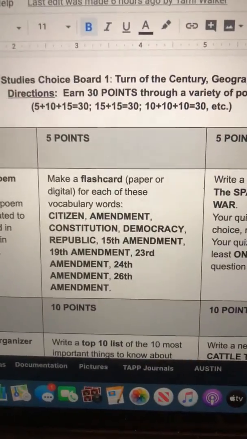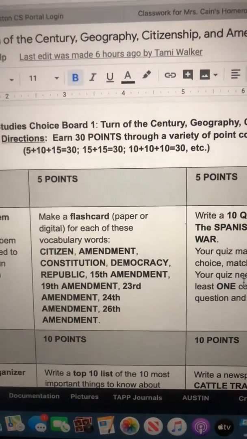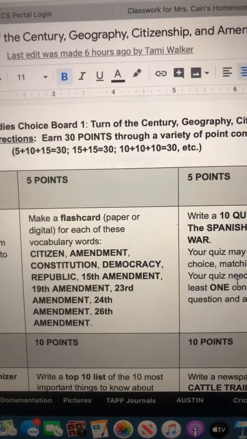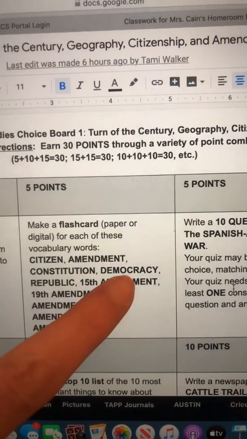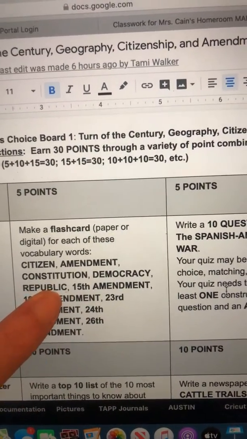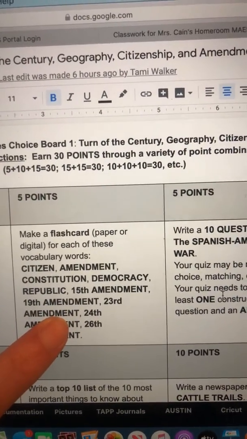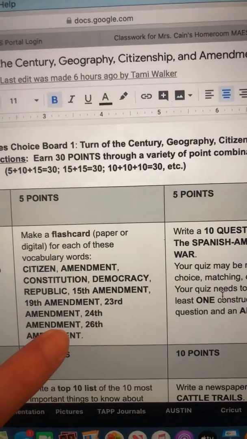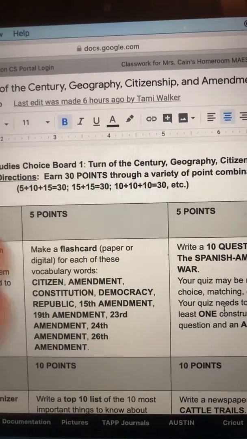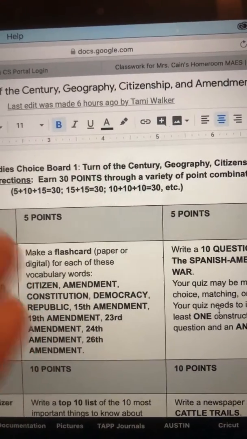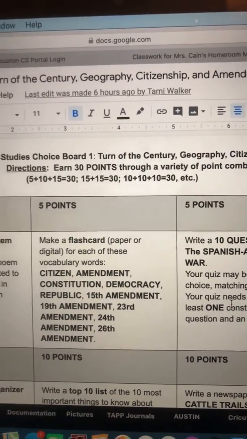All right, the next one is: make a flashcard, which can be a paper or a digital one, for each of these vocabulary words: citizen, amendment, constitution, democracy, republic, 15th Amendment, 19th Amendment, 23rd Amendment, 24th Amendment, and 26th Amendment. So you're going to have the word on the front, and then the flashcard is going to have the definition on the back. That way, if you were trying to learn and memorize them, that would be a quick way to quiz yourself.